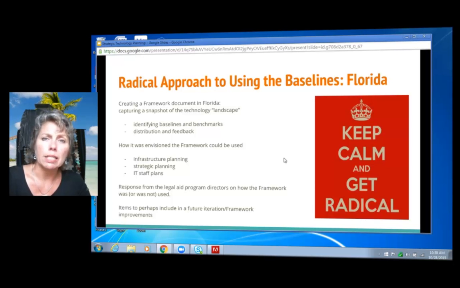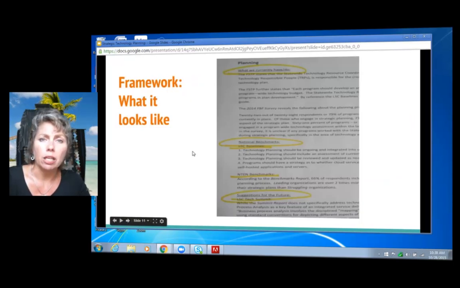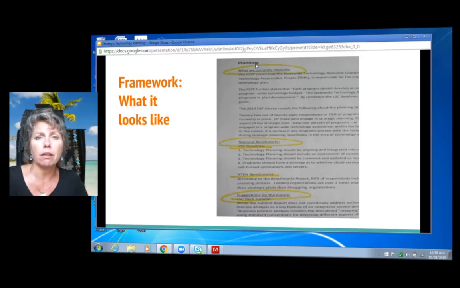And so what I did was, and I'm going to show you a little picture here of what the document actually looks like. As you can see up here at the top, I captured each one of the areas, and I actually used the baseline components to drive the structure of the report. So this is the planning section, one of the early sections in the document. And here is a brief description of what the inventory told us, what we learned, and a summary of where we are in terms of technology planning in the state of Florida.